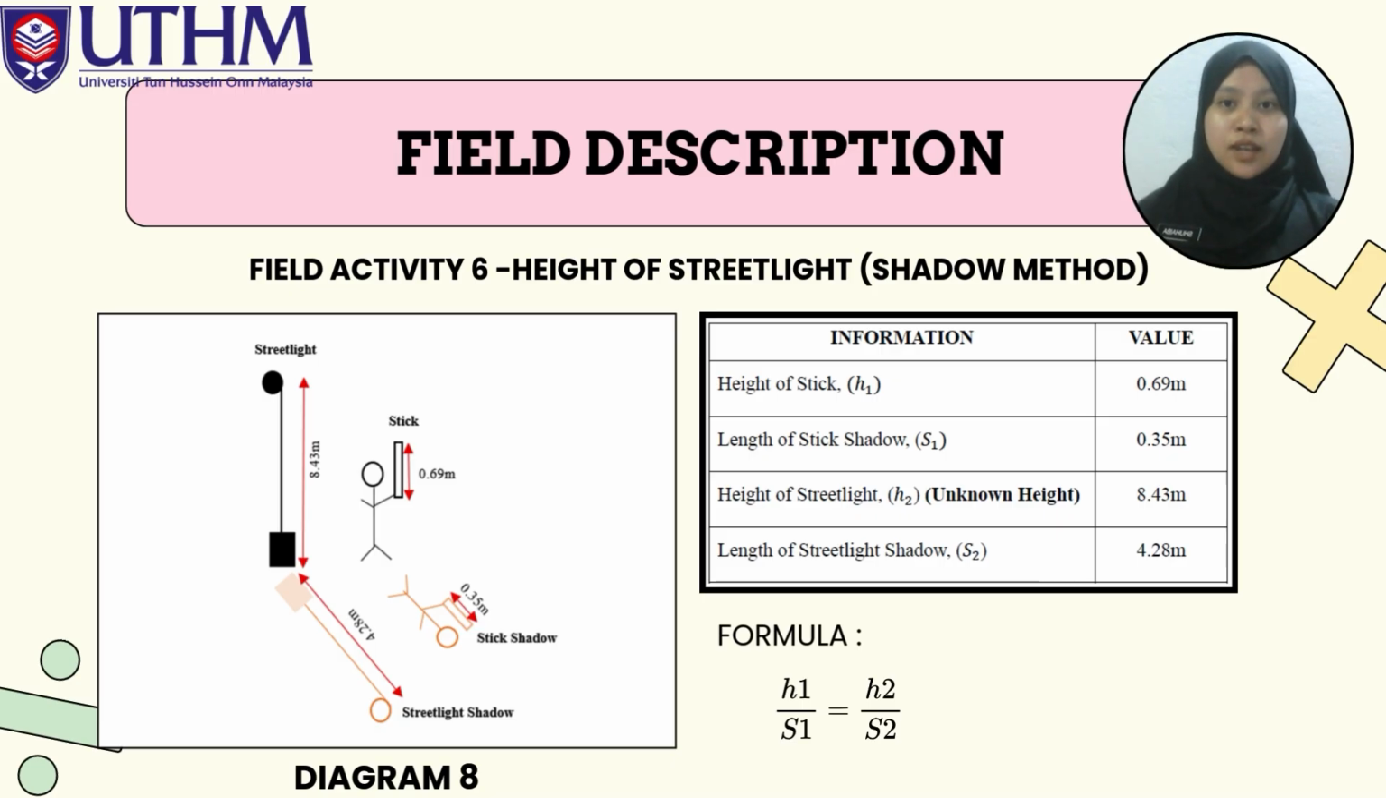First, height of stick H1, the value is 0.69 meters. Second, length of stick shadow S1, the value is 0.35 meters. Third, height of street light H2 is the unknown height. Lastly, length of the street light shadow S2, the value is 4.28 meters. So the formula we use is H1 over S1 equals H2 over S2.